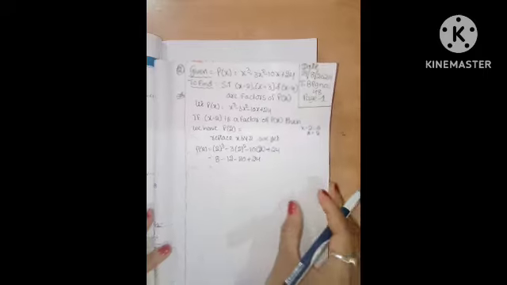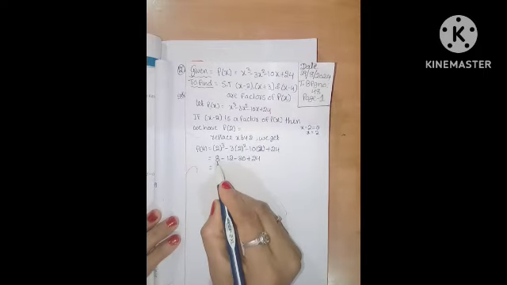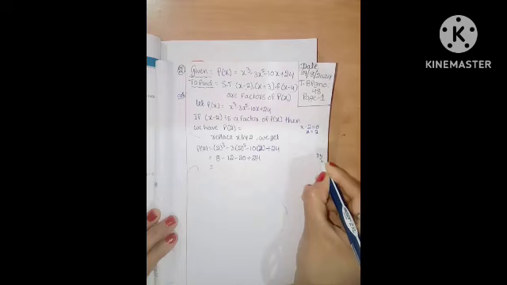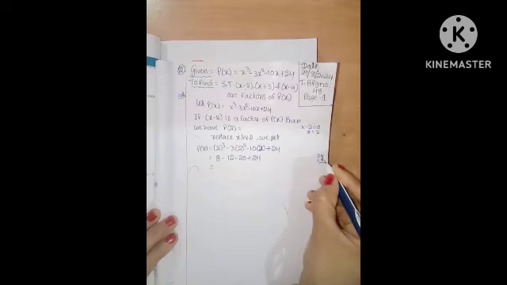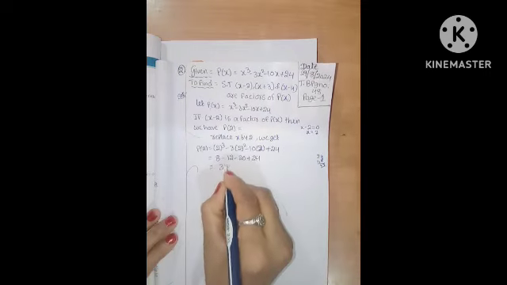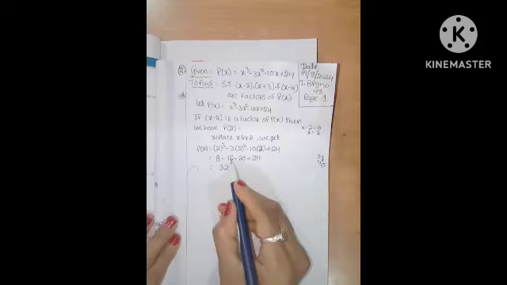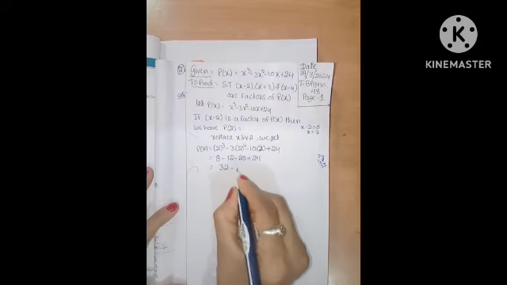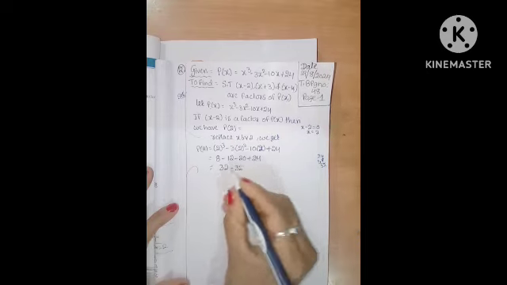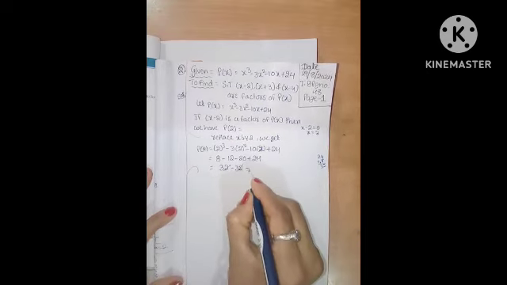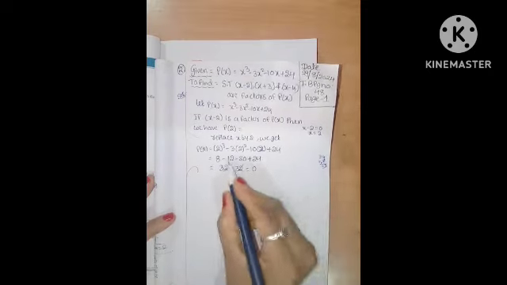Next, we can add the plus terms. What are the plus terms? 8 plus 24. The sum of these two terms is 32. Next, these two terms: minus 12, minus 20, that is also minus 32. Plus 32, minus 32, these two cancel. So what do we get? P of 2 equal to 0.